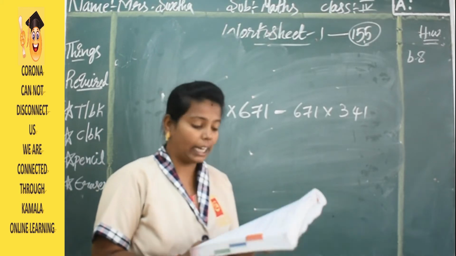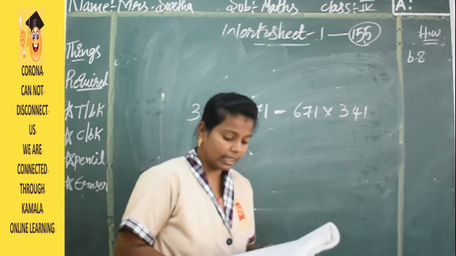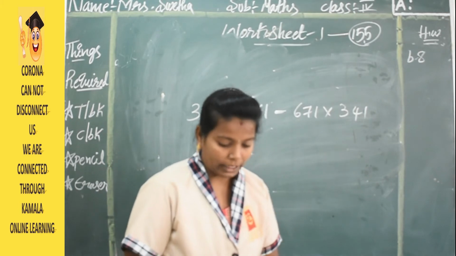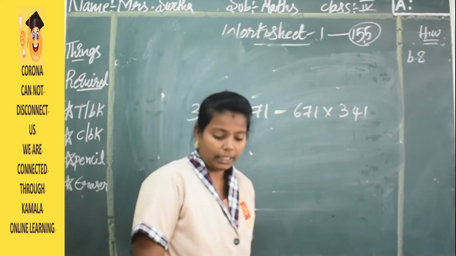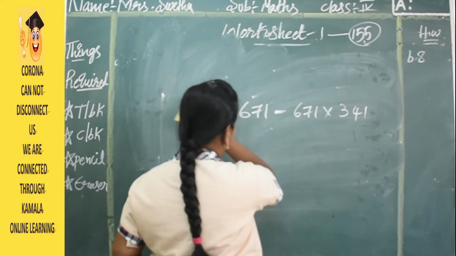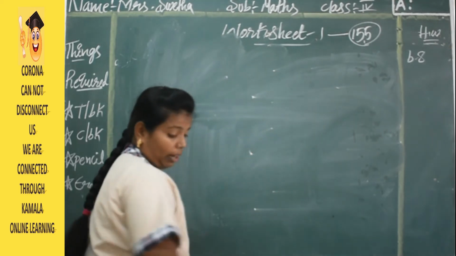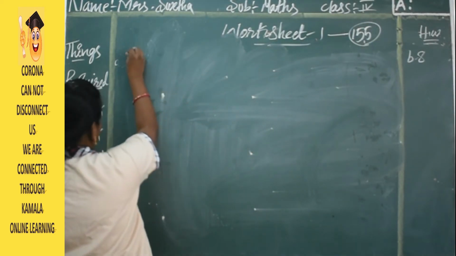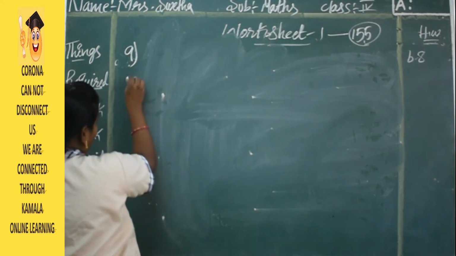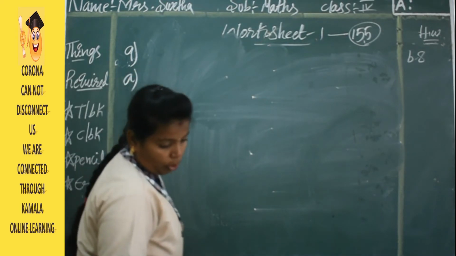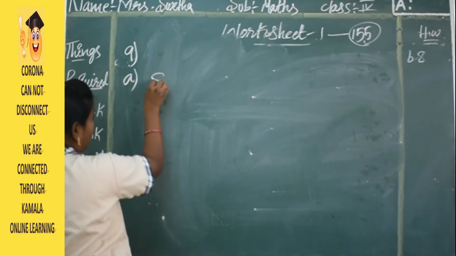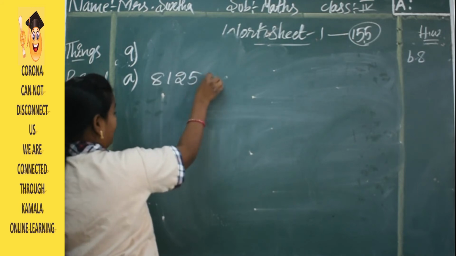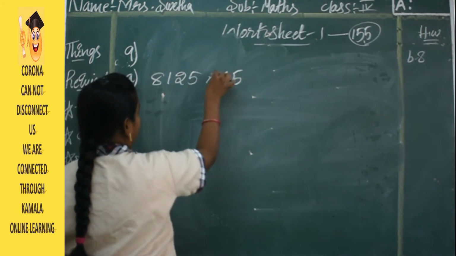Now see your bit 9. Find the product. Here you have to do the multiplication of the numbers. Here they have given 4 questions. You have to arrange them in the column way and do the multiplication. So see the 9th bit. What is the question? 8125 is multiplied with 75.